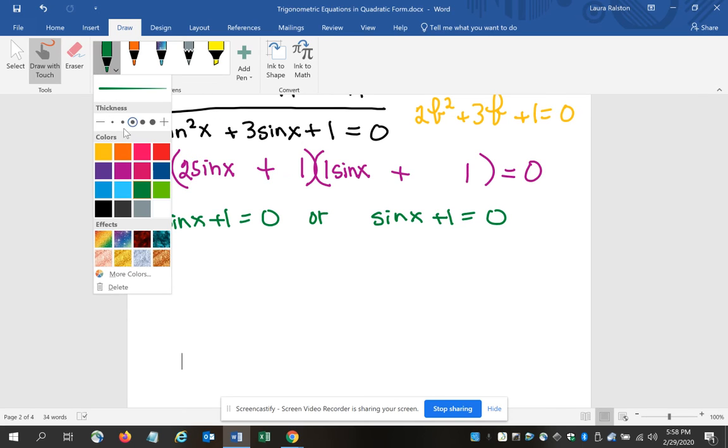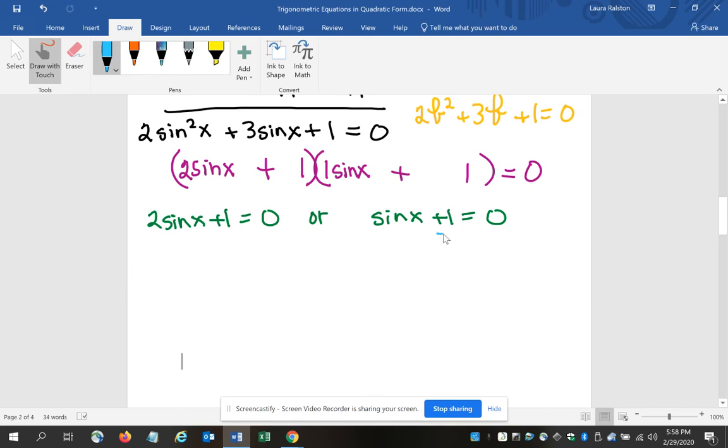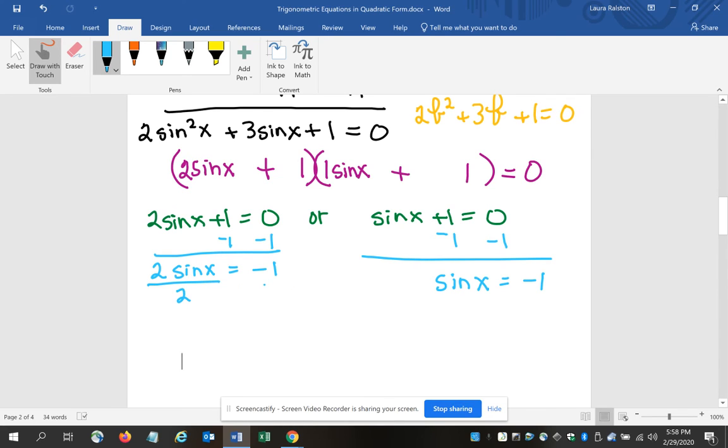And then again, at that point, I'm going to solve each of those respectively for sine. So I'm going to start with sine x plus 1. I'm going to subtract 1 from either side. So sine x equals -1. For the other one, I'm going to subtract 1 from either side. So I have 2 sine x equals -1. Divide both sides by 2. So I have sine of x equals -1/2.